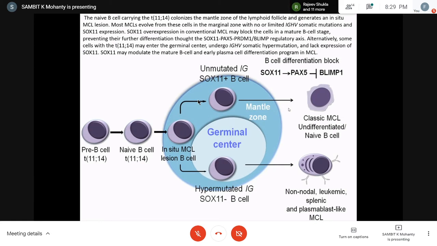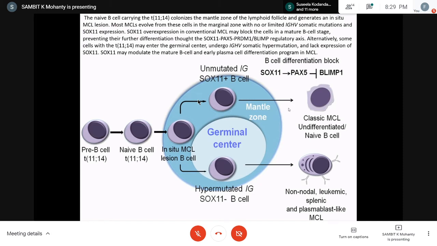Yeah, the only straight point is when you have an asymptomatic leukocytosis and the flow turns out to be mantle cell lymphoma, then you think of this leukemic non-nodal mantle cell lymphoma. And when there is nodal involvement, then it's the nodal type, which is SOX11 positive. Because the second one in the bottom is more of a flow cytometric disease.